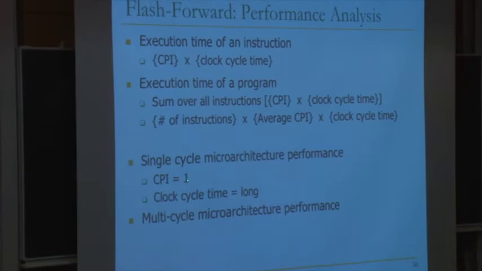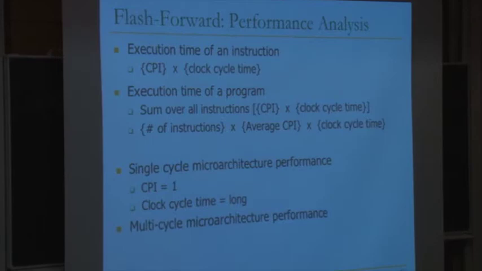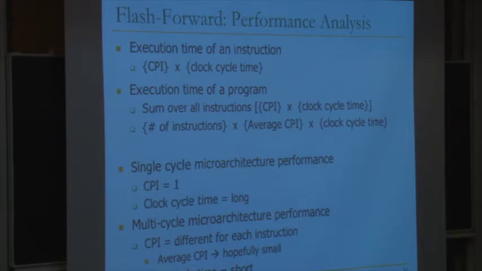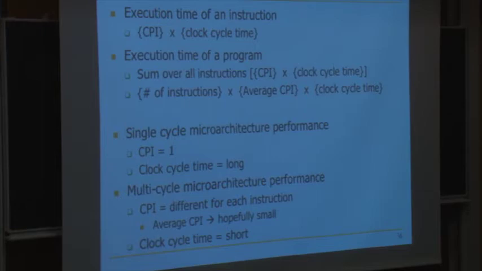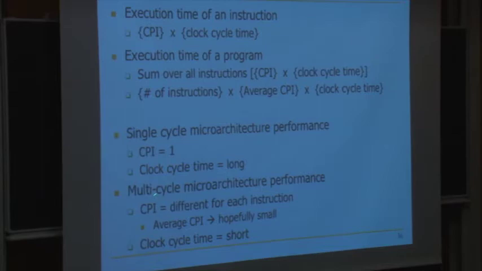In a single-cycle microarchitecture, CPI is 1 and clock cycle time is long. In a multi-cycle microarchitecture, CPI is different for each instruction. You have that freedom, and hopefully you can design the machine such that the average CPI is small. And the clock cycle time you can now make short, so you can have a much higher frequency design. You've increased your degrees of freedom with a multi-cycle microarchitecture.